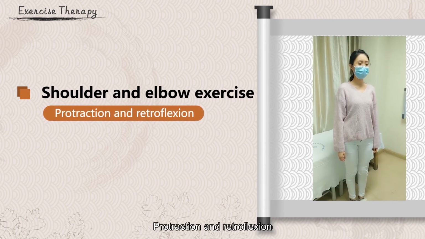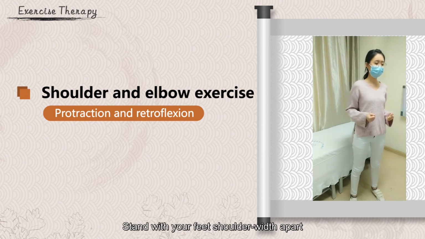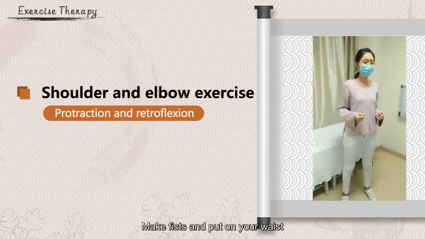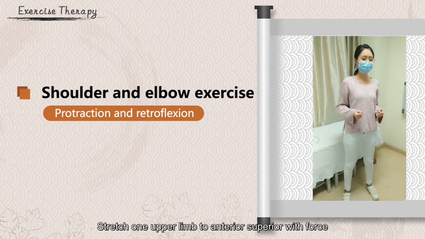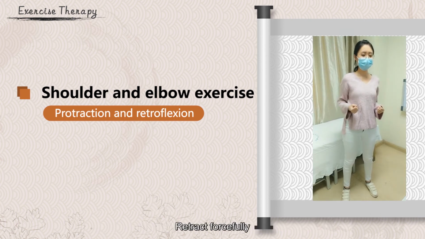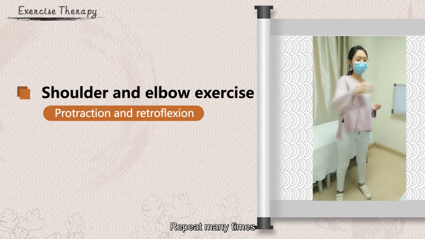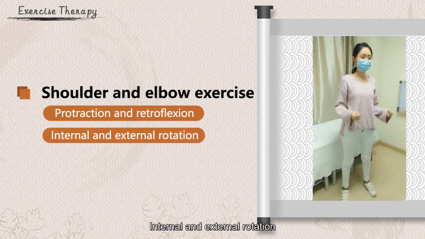Shoulders and elbow exercise. Protraction and retroflexion. Stand with your feet shoulder width apart. Make fists and put them on your waist. Stretch one upper limb anteriorly and superiorly with force. Retract forcefully. Alternate left and right. Repeat many times.